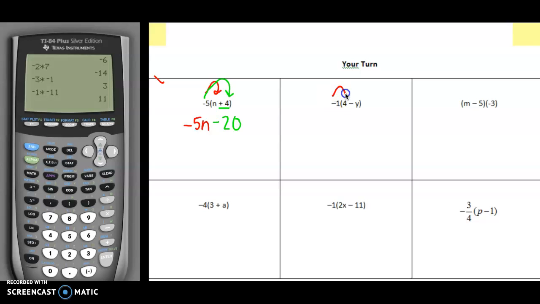Okay, second one here on the top, -1 times 4, -4. -1 times -y. Remember, this is like that -1. So -1 times -1. Two negatives do make a positive, guys. So it ends up being a +1y. So that part could be a little bit tricky.